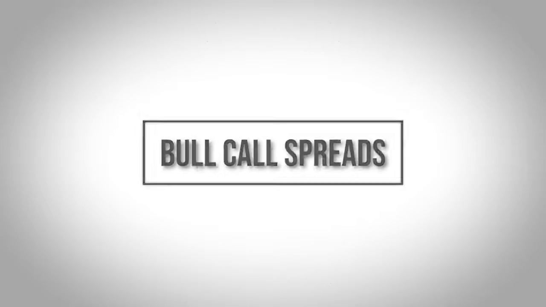Bull call spreads. A bull call spread is made up of two call options. You buy a call with one strike price and write or sell another call with the same underlying stock, the same expiration month, but a higher strike price. A bull call is a debit spread because the long call always costs more than the cash you receive for the short call. You always pay a net debit to establish it.